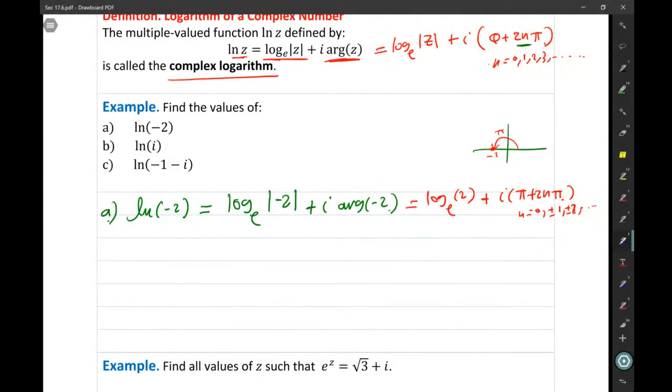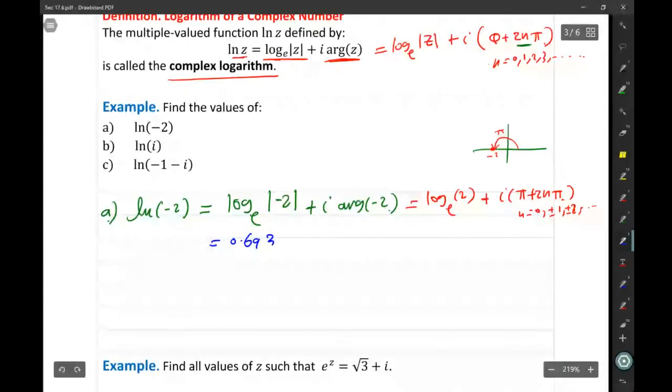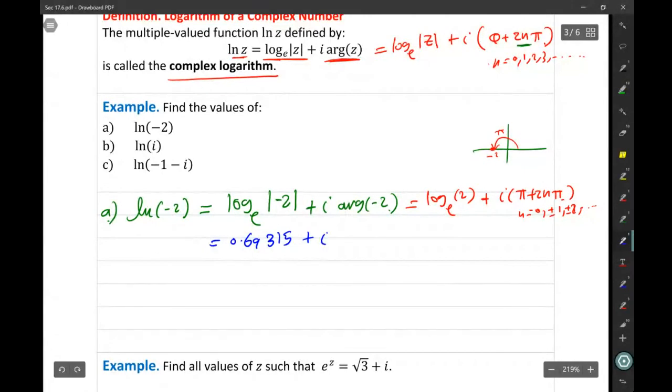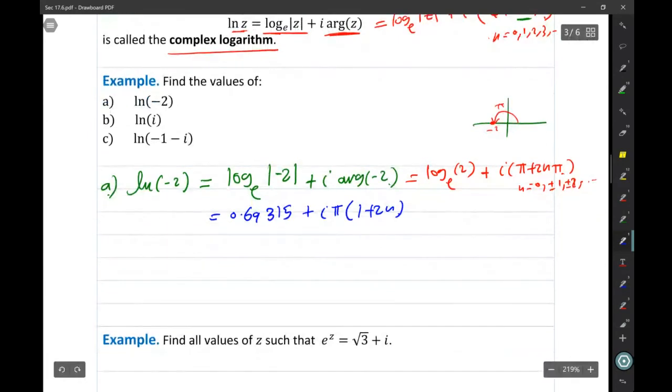Here you have to use the calculator to calculate logarithm 2 with base e, which is approximately 0.69315, plus i times pi times 1 plus 2n, and leave it as it is in this way.